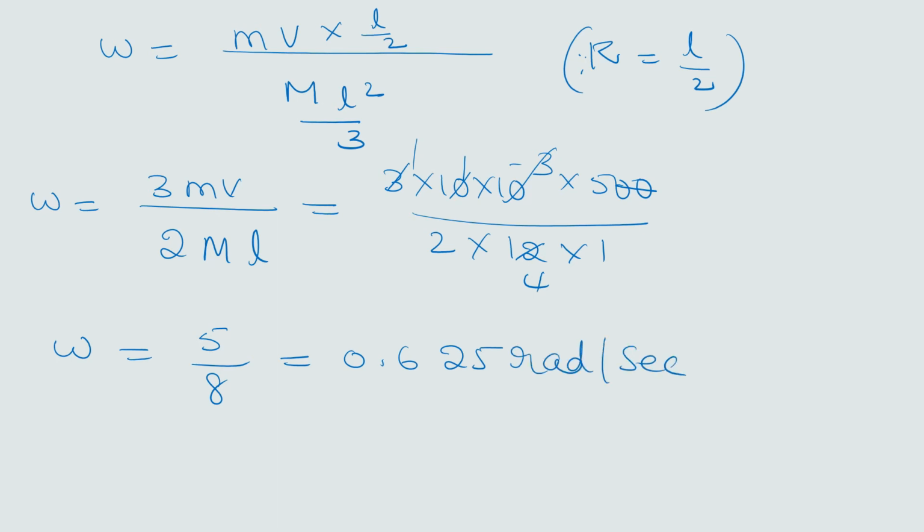So, the final answer: omega is equal to 0.625 radians per second. Okay. Next we will go to the next question.